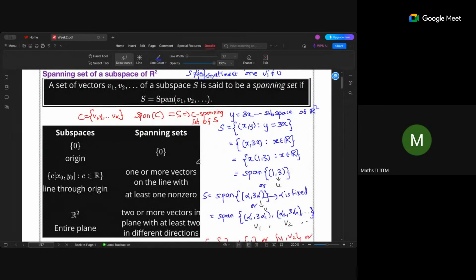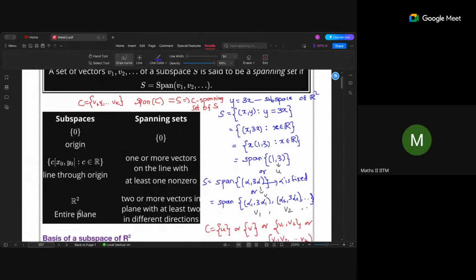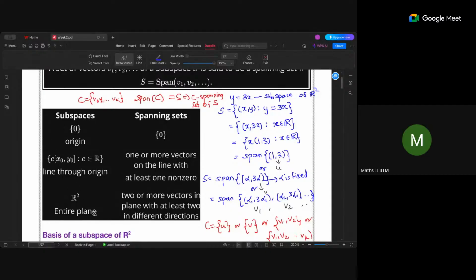Okay, fine. So now what are all the subspaces of R2, if you recollect? The subspaces of R2 can be either the origin, or a straight line passing through the origin, or the entire R2. So these are the possible subspaces of R2, right? So for the first case, what can be the spanning set? Only the zero vector. If you take any non-zero vector, then it will contribute some non-zero vector. But for the origin, only zero can be the spanning set. So if your S is zero, then your C should be the singleton zero only.